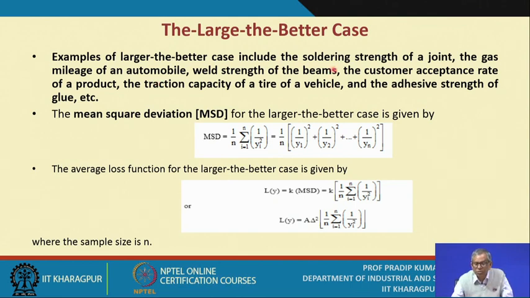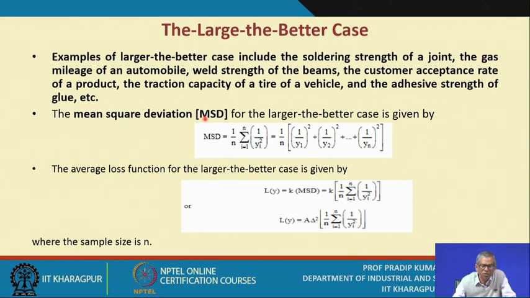There are many, like the soldering strength of a joint, it should be as high as possible. The gas mileage of an automobile, it should be as high as possible. Weld strength of the beams, it should be as maximum as possible. The customer acceptance rate of a product, it should be very high. The traction capacity of a tire of a vehicle, is it okay? So these are the examples of quality characteristics for which we say the larger the better, and the adhesive strength of the glue, etc. So there are many examples. I'm just citing a few important examples which you come across.